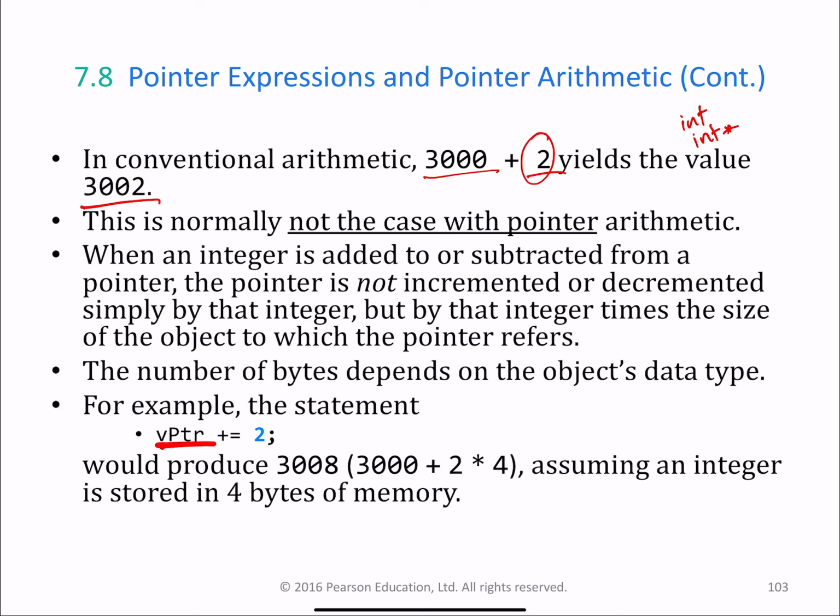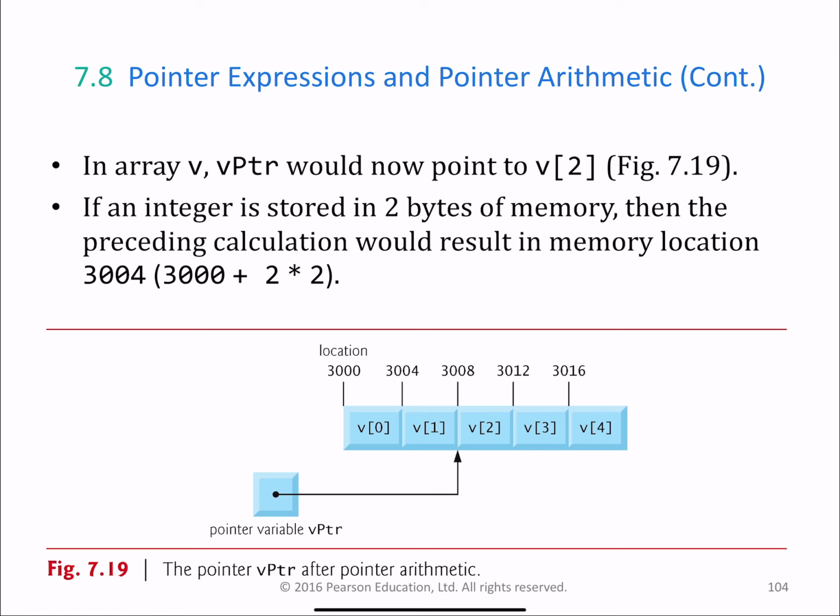So V pointer, for example, if I add 2 to it, the integer 2, this will not make the V pointer equal to 3002. That's not what will happen. Instead, your compiler will check what type V pointer is. In our case, that's an integer pointer. Integers are 4 bytes long on my system. Then adding 2 to V pointer will add 2 times the size of integer. So the new value of V pointer will be 3008.